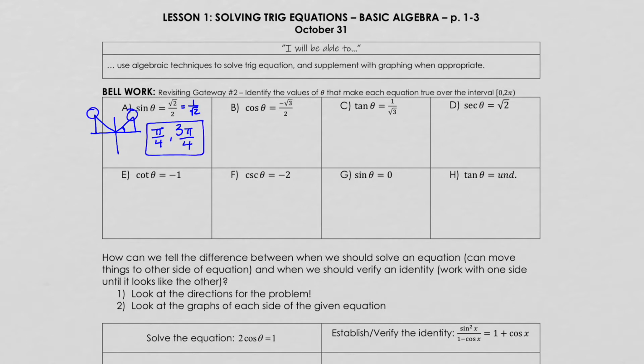Okay, for B, cosine is negative, and it's negative in quadrants 2 and 4. Figure out what these are by figuring out your reference angle and go from there. So that's what you're doing. I did A for you. You need to do B, C, D, E, F, G, H. So pause the video, take 5 minutes or so to do that, and then resume the video.